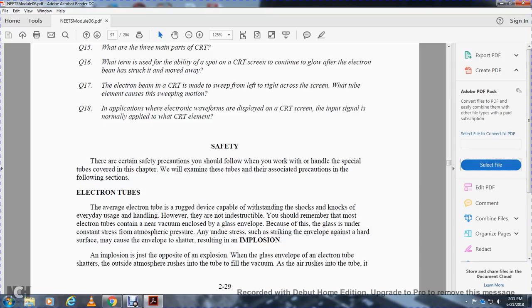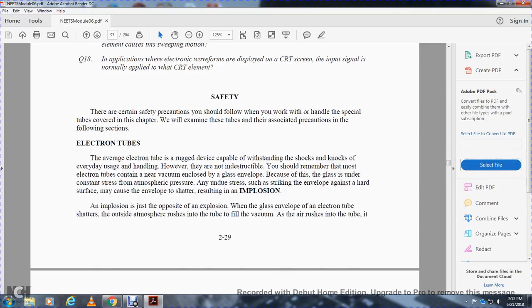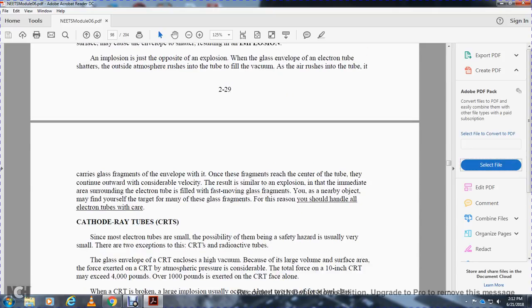The glass is used to withstand constant atmospheric pressure, but not undue stress from striking the envelope. A hard surface striking the envelope may shatter it, resulting in an implosion, just the opposite of an explosion. When the glass envelope of the electron tube shatters, the outside atmosphere rushes into the tube, filling the vacuum, and the air rushes in at the end of the tube. Glass fragments from the envelope collide with other fragments at the center of the tube and continue outward with considerable velocity. The result is similar to an explosion, in that the immediate area surrounding the electron tube is filled with fast moving glass fragments. Nearby objects, and yourself, may be struck by many of the glass fragments.